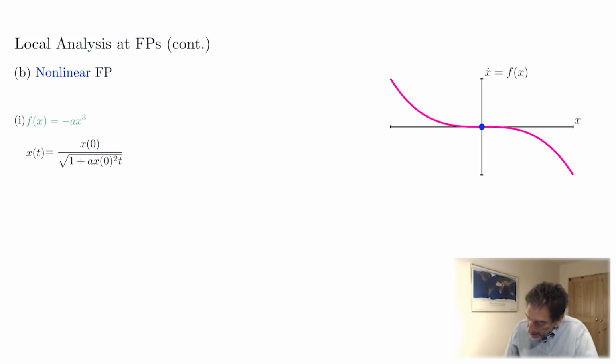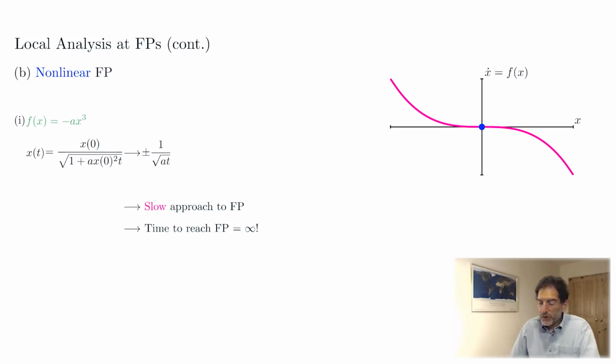In the long time limit, notice that when t is very large, we can forget about the 1, and then the x naught squared in the square root cancels the x naught in the numerator, and this asymptotically goes like 1 over the square root of at. An important observation that comes from this is that instead of having exponential approach to the fixed point, we have slow approach to the fixed point. In fact, it's sufficiently slow that if we compute how long it takes to get to the fixed point, the time to reach the fixed point is actually infinite. So that's an important difference between linear and nonlinear flows near a fixed point.